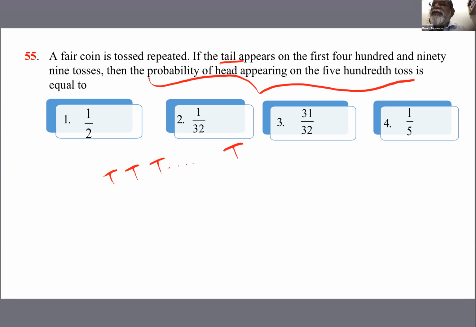So good question, thought-provoking question. Every throw is independent. What has happened in the 499 throws has nothing to do with the 500th toss. So in the 500th toss, either head can come or tail can come. So the probability of getting a head is also 1/2. Probability of getting a tail is also 1/2. Okay. So that is the one.